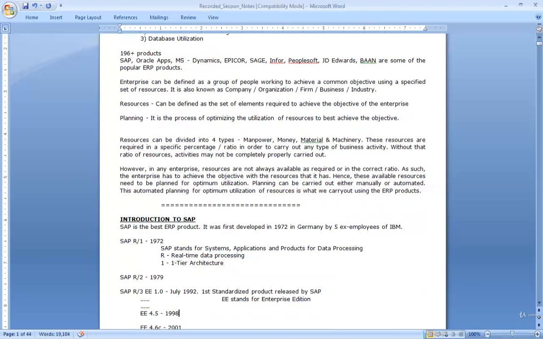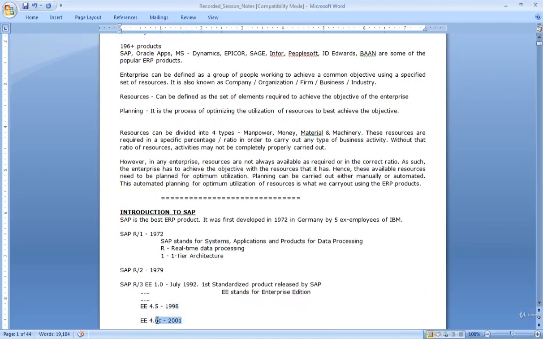Each version improved on the previous one, adding more features, more components, more modules, compatibility with other products, compatibility with other databases, user interfaces, more fields. So each one was a better version of the previous one. 4.5 was a more stable version. But still, SAP kept improving on it and released the 4.6C version in 2001. And this product was so popular that even today, even after 17 years of its release, we still have clients using 4.6 and even a few clients still using 4.5. So 4.6C can be said to be the most stable version of the product developed till that time by SAP.